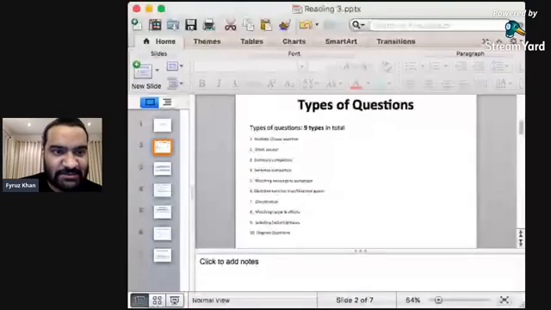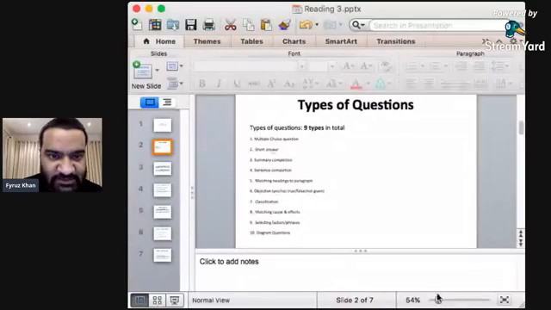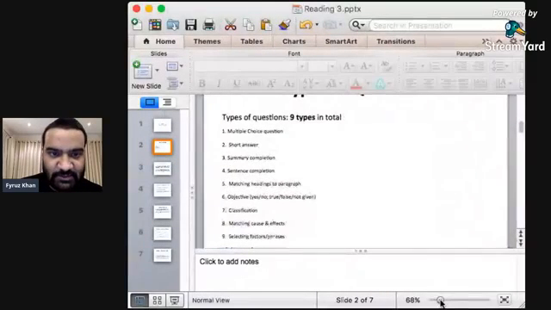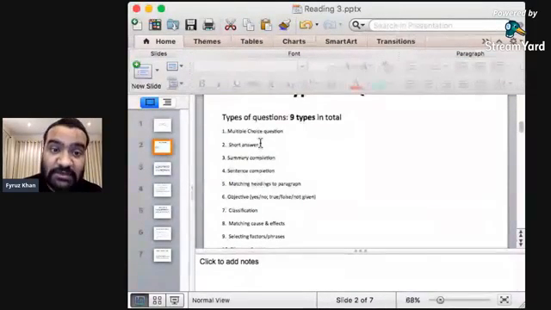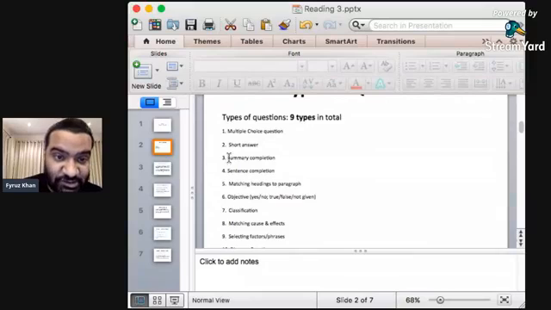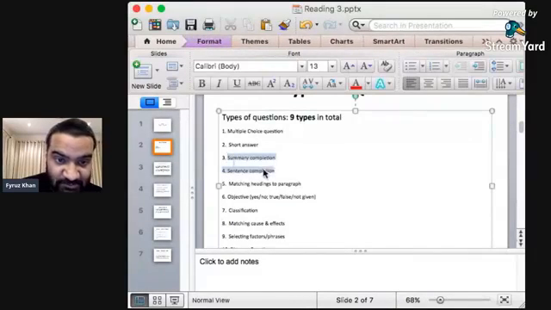Okay, so let's start. I think everyone's here. So IELTS reading session 3. I'll just zoom this a little bit. So I'll recap. There are different questions in reading. You have multiple choice question, which we've already finished. We have short answers, which we'll do. We have summary and sentence completion. So today we'll do summary and sentence completion.